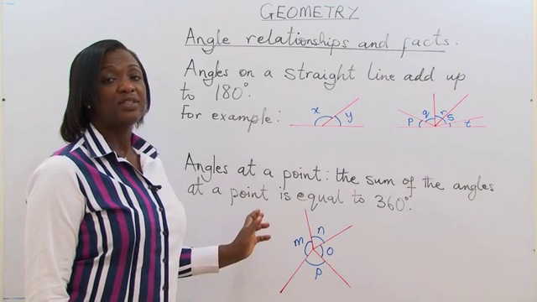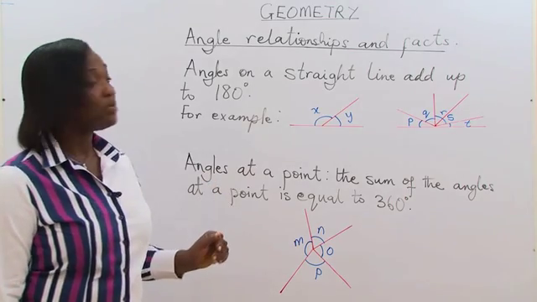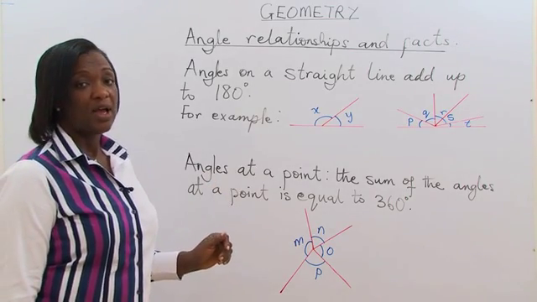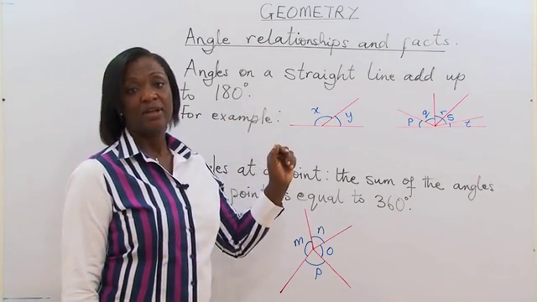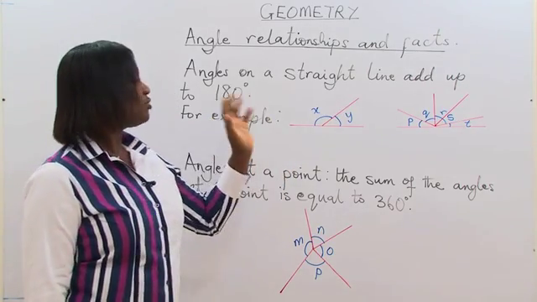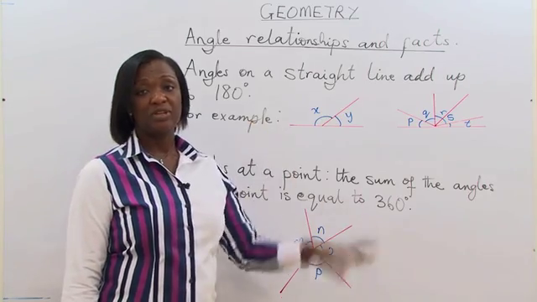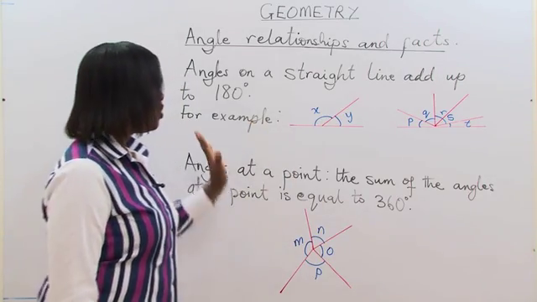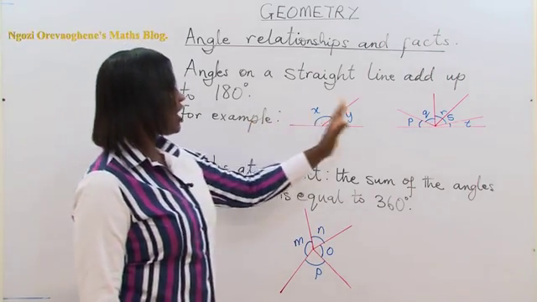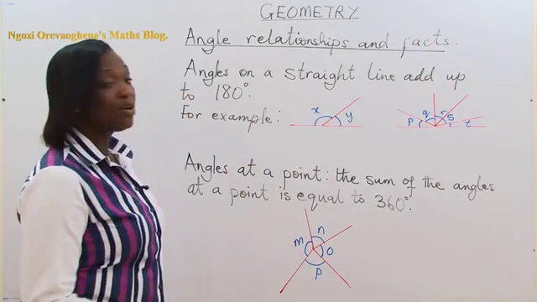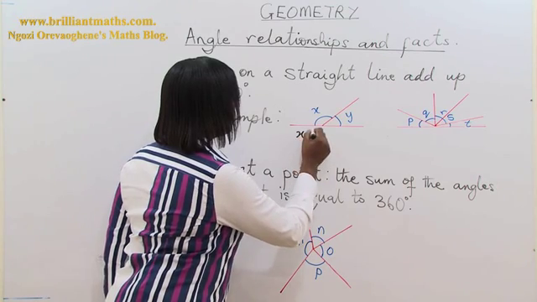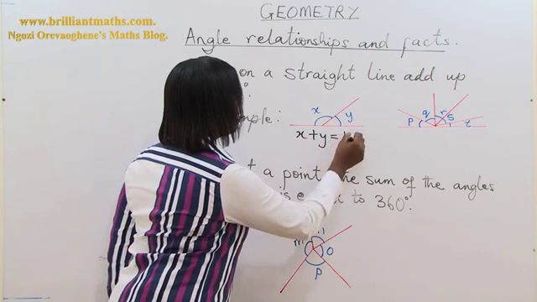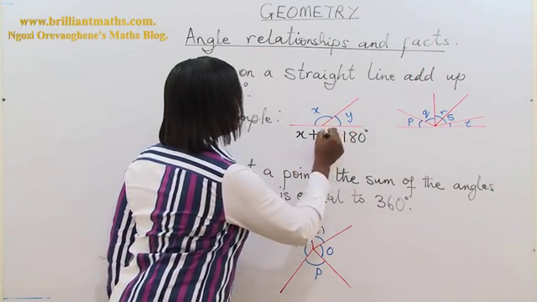We're continuing our lessons on angle relationships and facts. And today we are looking at angles on a straight line. Angles on a straight line add up to 180 degrees. For example, we have angle X and Y. They are angles on a straight line. That means that X plus Y is equal to 180 degrees.